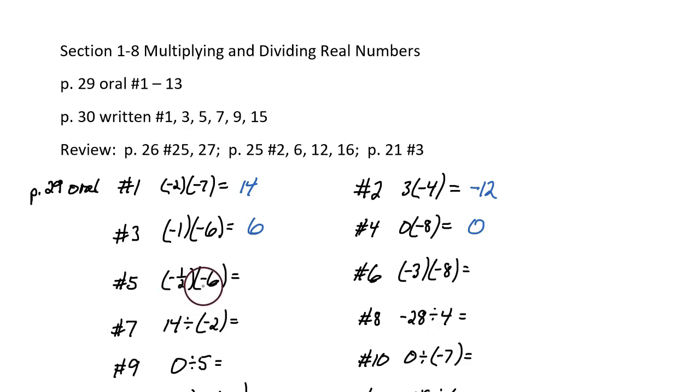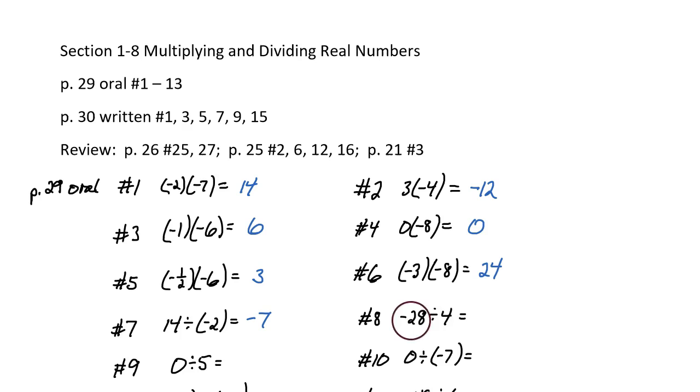Number 5, negative times negative is positive, and 1/2 of 6 is 3. Number 6, negative times negative is positive. 3 times 8 is 24. Number 7, positive divided by negative is negative. 14 divided by 2 is 7.